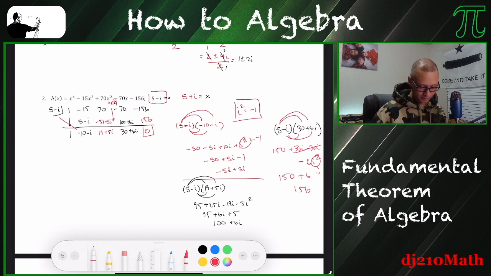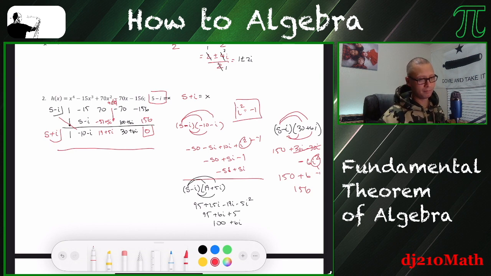Okay. We have to go through it one more time using the other root. So 5 plus i, that's what's going into the synthetic division box. And now it feels like, oh man, we got to do this again. But the second time you go through, it's way easier. You'll see.